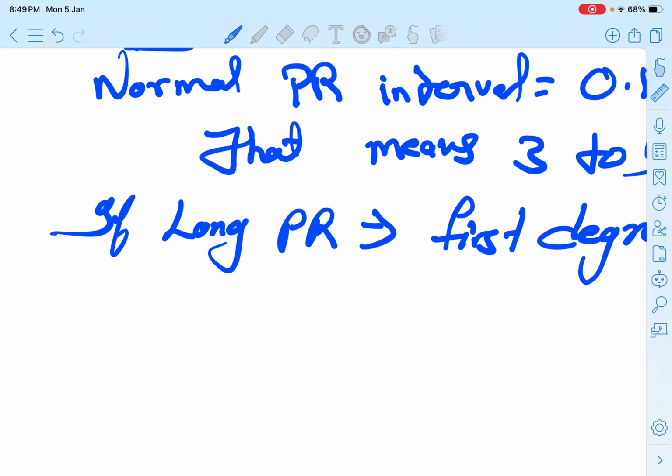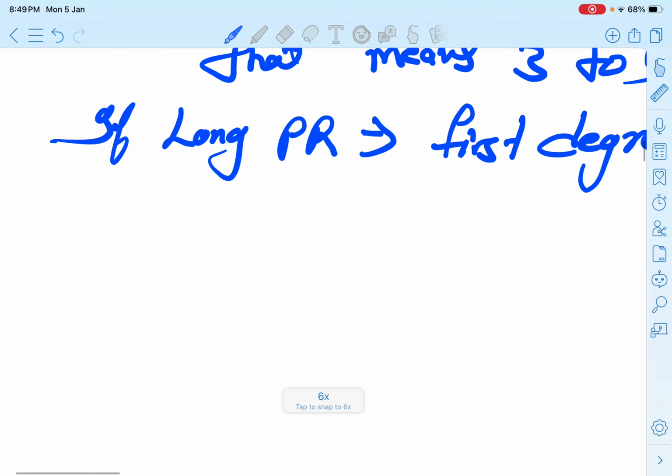Now QRS duration, step 5. If you read all these steps very carefully, you will easily find the complications of patients when seeing the ECG graphs. QRS is very basic and simple, and I am teaching it to you in a very simple form.